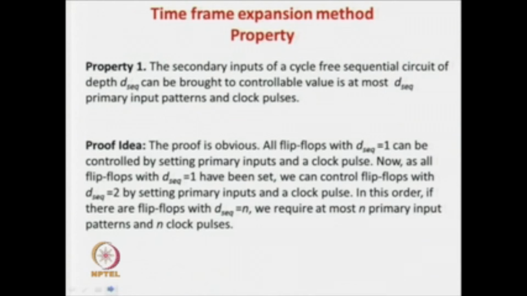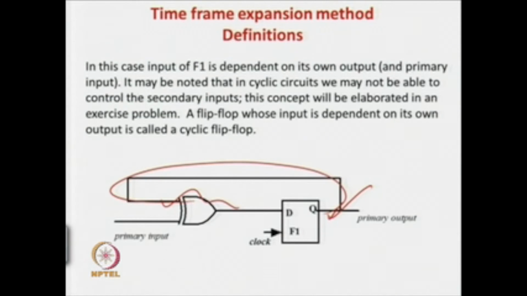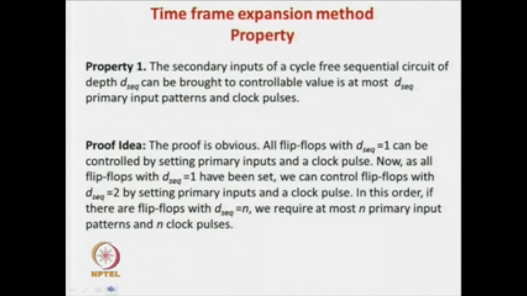So, now we are going to very quickly see a property. This time frame expansion is applicable if the circuit is cycle free. If the circuit is having a cycle, then we will see in the end that no testing can be done, or it is very difficult to do testing for that kind of circuit, because there will be continuous oscillations. Like in this case the output is dependent on its own input, the input is dependent on its own output, and there will be oscillation and you cannot control any value. So, circuit faults cannot be tested in that circuit, or it is very difficult to do that.